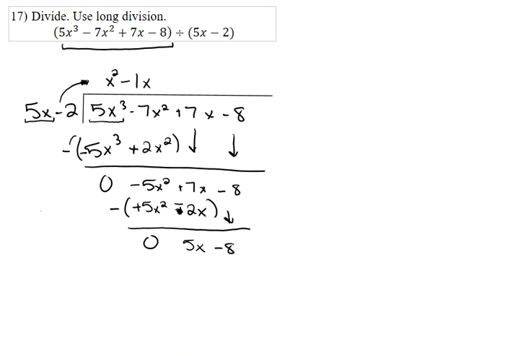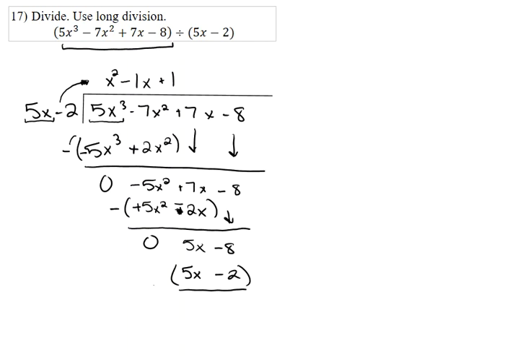Now that we have this, let's repeat the process again. We can see that our coefficients are the same. We can see that our x values are the same. So all we have to multiply this by is positive 1, because 5x times 1 will get you 5x. So 5x times 1 is 5x. Negative 2 times 1 is negative 2.